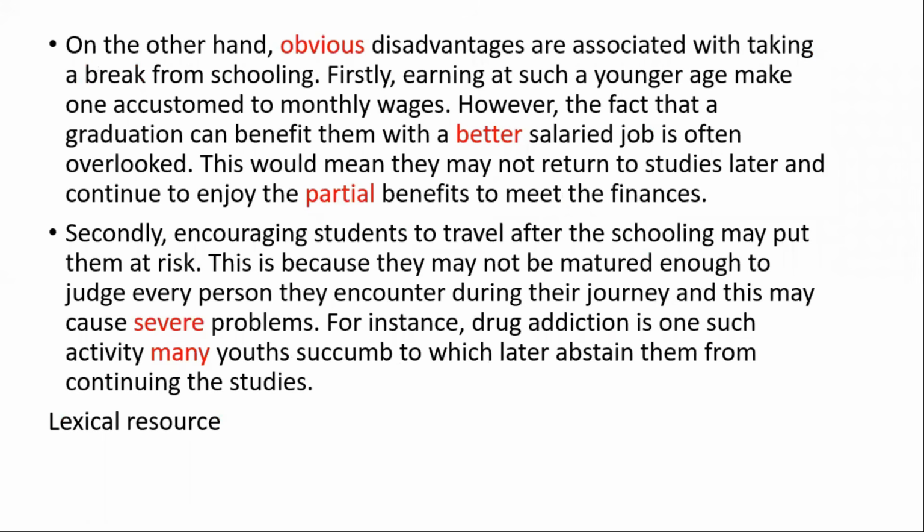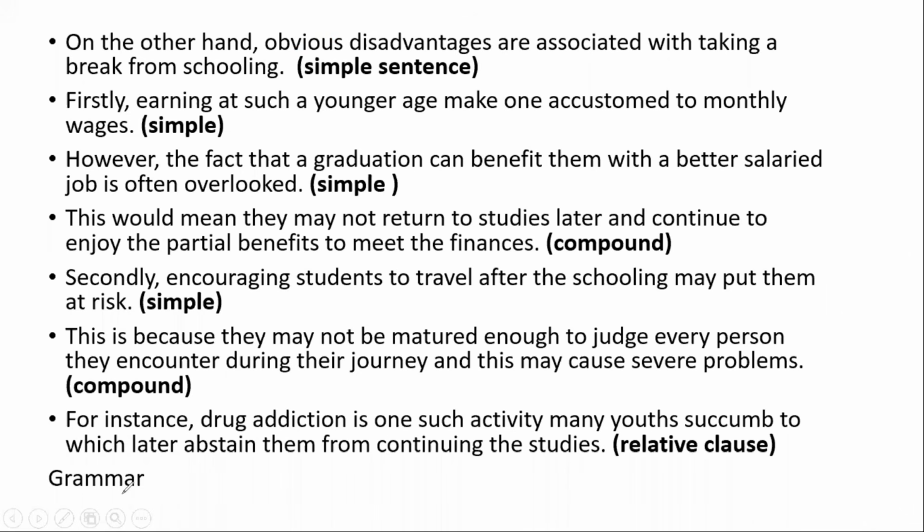See that obvious advantages or disadvantages. Obvious is a modifier. With a salary job, better salary job. Enjoy the partial benefits, cause severe problems. Many youths, many youths. So wherever it is possible, I'm just adding it up. I hope you're there. Let's also talk about the grammar.